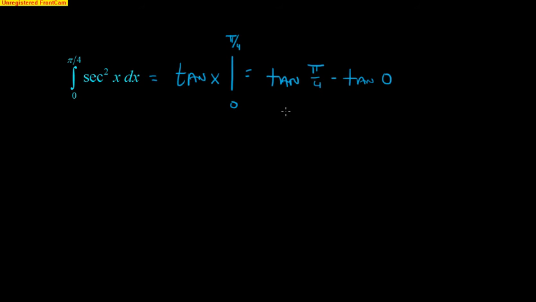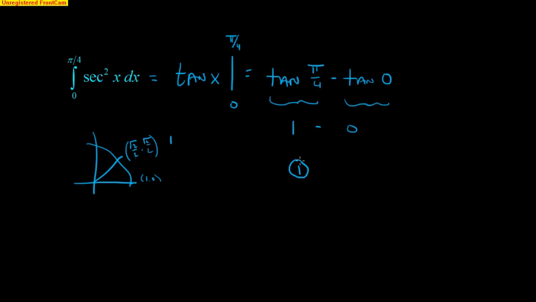If you remember your unit circle, pi over 4 was 45 degrees. The point is radical 2 over 2, comma radical 2 over 2, that's cosine and that's sine, but tangent there is going to be 1 because you got y over x. So this has a value of 1, and the tangent of 0, with the point 1 comma 0, is 0. This is 1 minus 0, so we actually get an area of 1 for this one. Okay, so there are some great examples of the fundamental theorem of calculus.